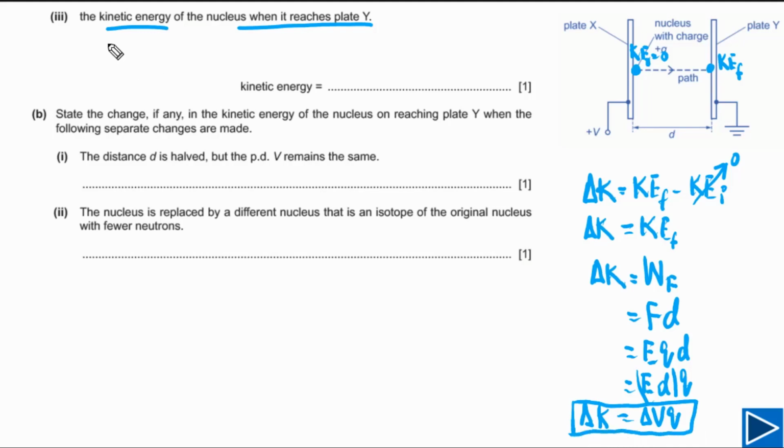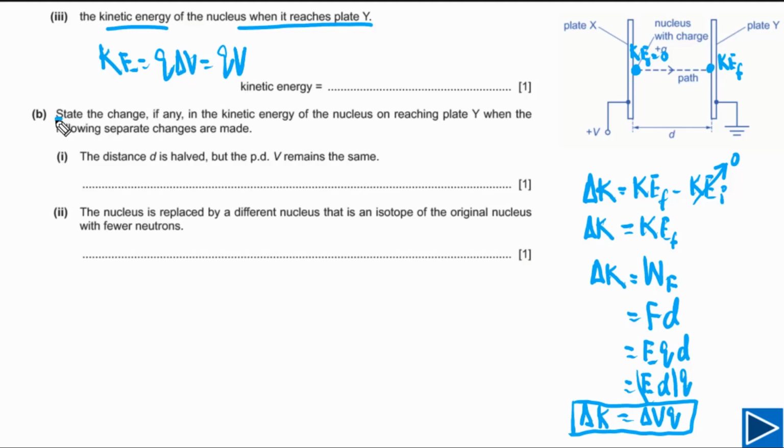We can simply write that the kinetic energy at plate Y is equal to Q times delta V. You have to write it in terms of Q and delta V because the question is asking you to write the answer in terms of Q, V and D. So we can say this is Q times V, where V is equal to the potential difference. Let's try to answer part B now.